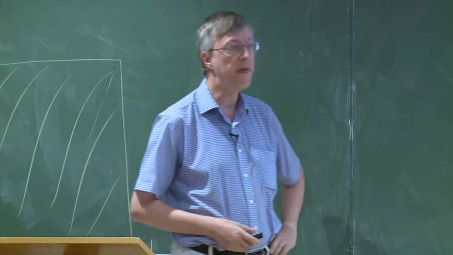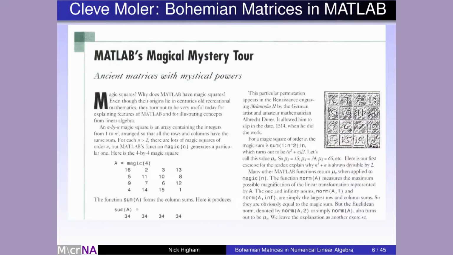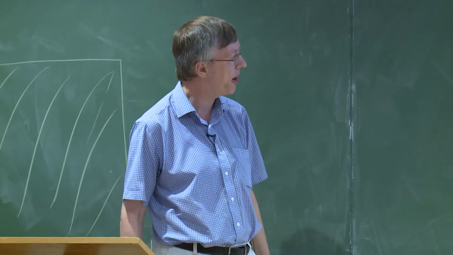MATLAB, actually from the very first version, I guess the first commercial version was 1986, has had Bohemian matrices in it, and a nice class of those is magic squares. So MATLAB has always had this function magic, where you give an integer n and you get back an n by n magic square. The 4x4 version is actually Dürer's famous magic square in that engraving at the top right. And this has the property that every row and every column and the diagonal and anti-diagonal all add up to the same magic number, in this case 34 in the 4x4 case.